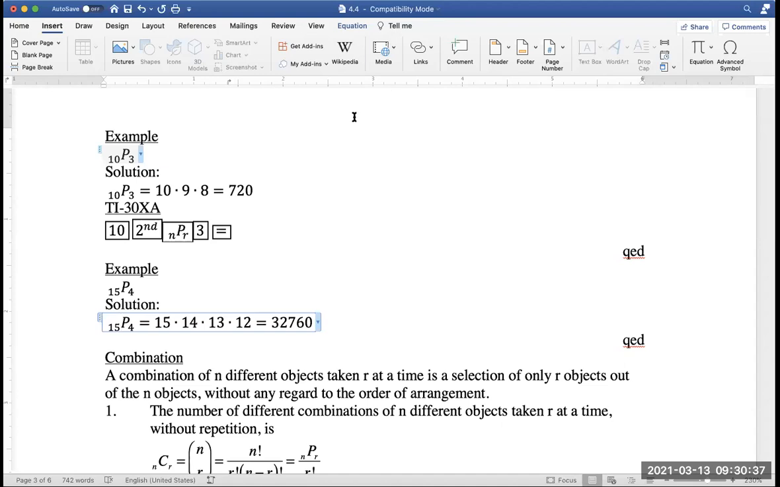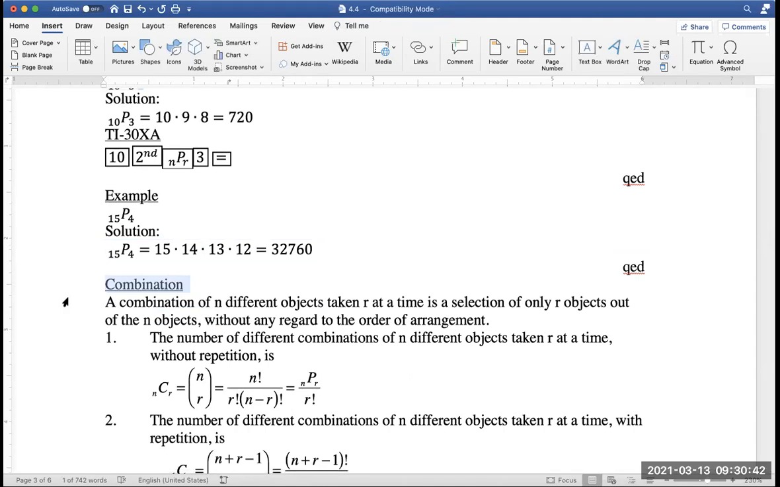Now, combinations. A combination of n different objects taken r at a time is a selection of r objects out of the n objects without regard to the order of the arrangement. So if you have an ordered list, you do permutations. If ordering does not make any difference, if there's no ordering, then you use combinations.